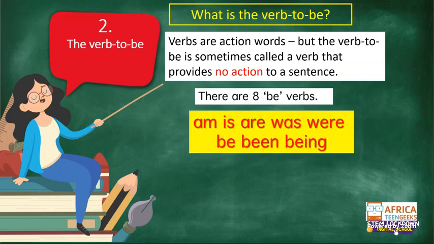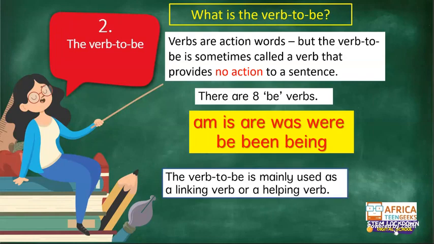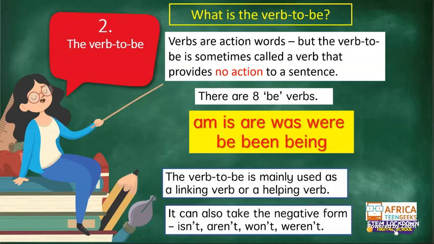So the verb to be is mainly used as a linking verb or a helping verb. It can also take the negative form. Instead of saying am, it could say am not; is, isn't; are, aren't; was, wasn't; were, weren't. Okay, got all that? Good.